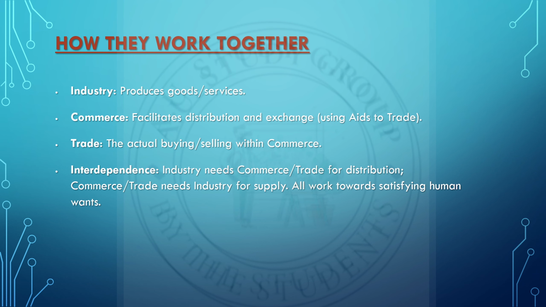Industry needs commerce or trade for distribution. Commerce or trade needs industry for supply. So everything is interdependent. Only one cannot exist. All three have to exist. And all work towards satisfying human wants. Understood? So far all is clear? Good.